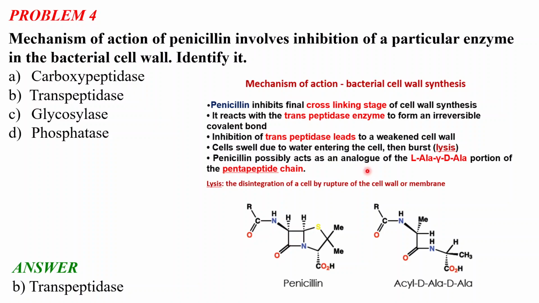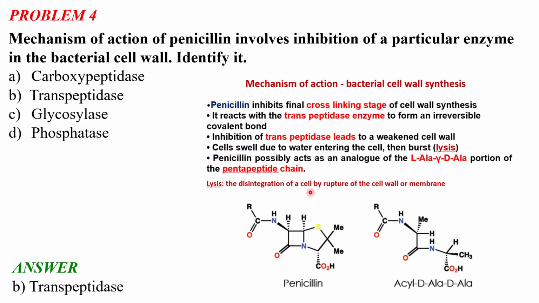Penicillin possibly acts as an analog of the L-Ala-gamma-D-Ala portion of the pentapeptide chain. So lysis, what is lysis? It is the disintegration of the cell by the rupture of the cell wall and membrane, and this lysis is the main action by which the cell wall rupture happens in the case of penicillin-type antibiotics.